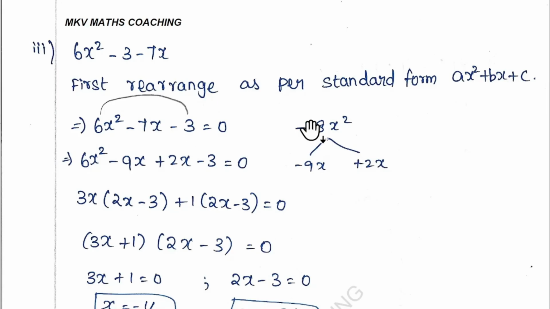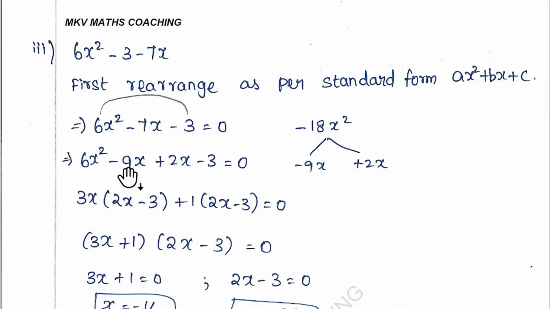Just multiply the first and third term. I'm getting minus 18x square. So if I split, I should get minus 7x if I add, right? So the only possibility is 9 twos are 18. I am getting a minus sign here, so I must write minus to the greater number here. So minus 9x plus 2x. So just replace this middle term with minus 9x plus 2x.